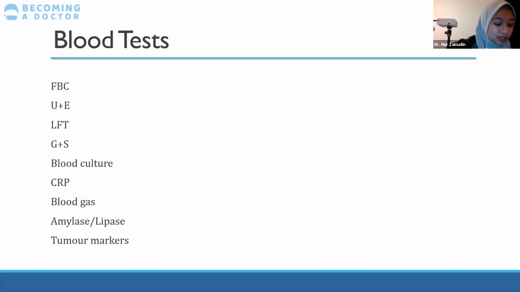Yep, CEA. So that's mainly for colorectal cancer. CA125, especially in elderly ladies, for ovarian cancer. There's CA19-9 for pancreatic cancer, AFP for hepatocellular carcinoma.